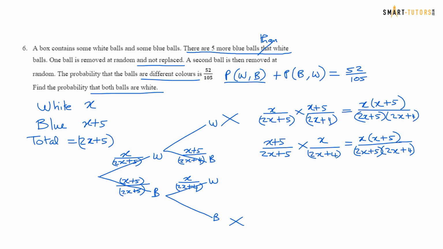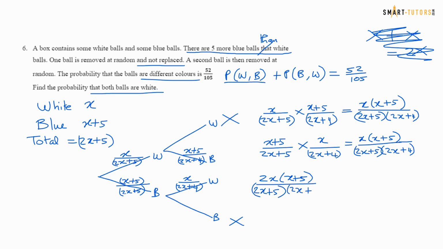Right? If you look at this one, they are both the same, but the probability you need to add together. So if you add this plus this, it's going to be 2. So let's say this is x, capital X plus capital X, it's going to be 2 capital X. So same as that, this plus this, twice of x plus 5 over 2x plus 5, 2x plus 4 equal 52 over 105. Now this is where the confusion is. We need to multiply together.